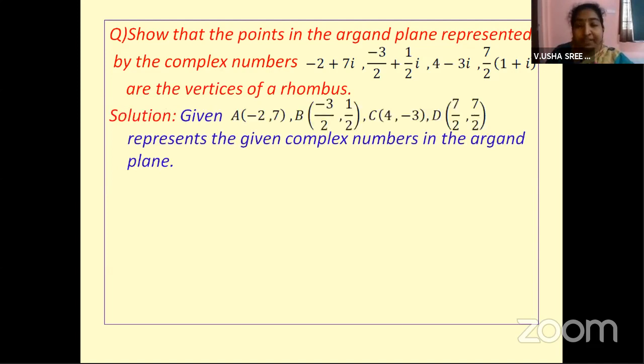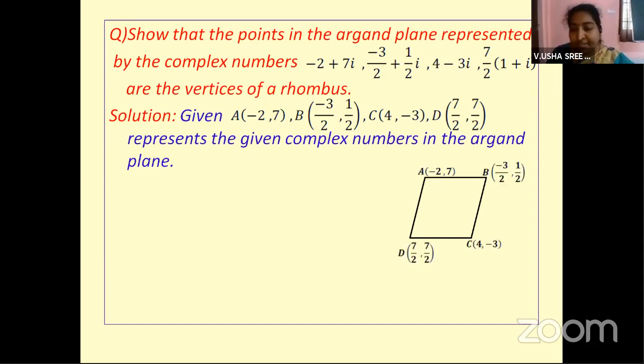You are given 4 points. Let us represent them with A, B, C and also D, right? They are representing complex numbers in the Argand plane. Then we don't know whether it is a rhombus or not. We are just taking a rough diagram of a quadrilateral. Before I tell that it is a rhombus, let us call it a quadrilateral with 4 vertices.